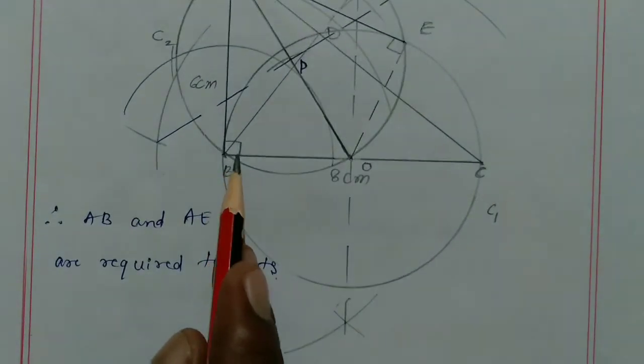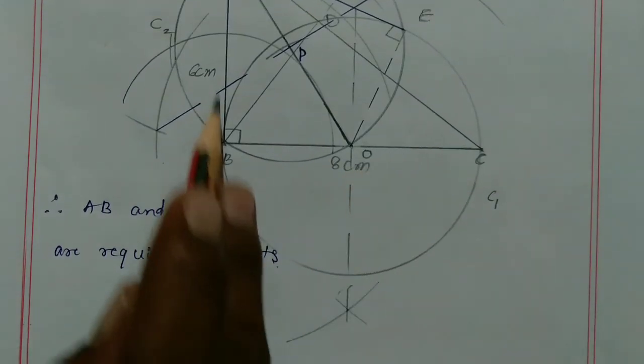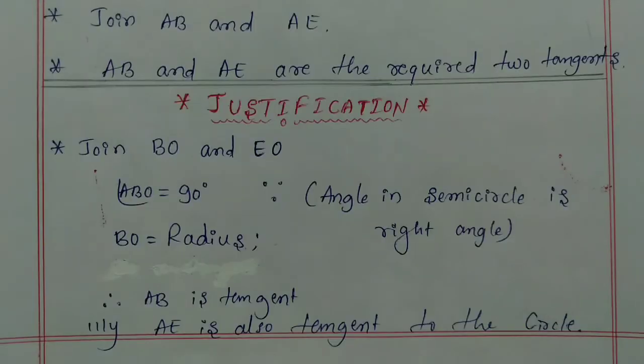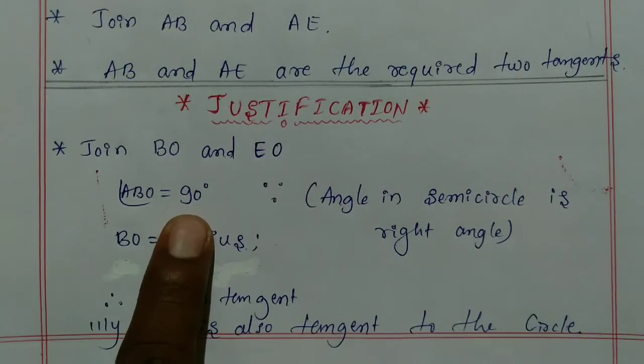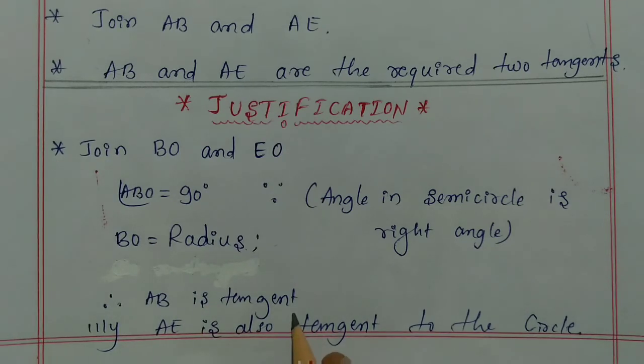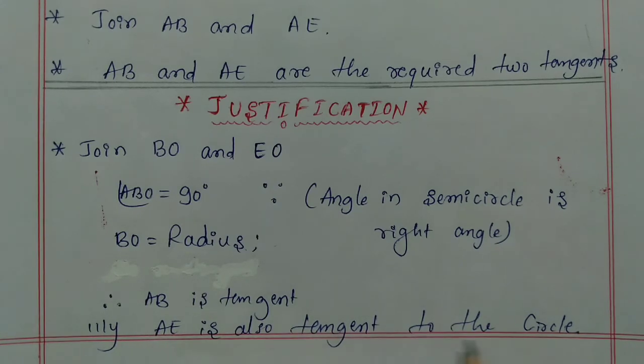So therefore I will write here angle ABO is 90 degree, because angle in semicircle is right angle. Here BO is radius and this is tangent. So next you can write therefore AB is tangent, because angle between tangent and radius is 90 degree. Similarly you can write AE is also tangent to the circle.